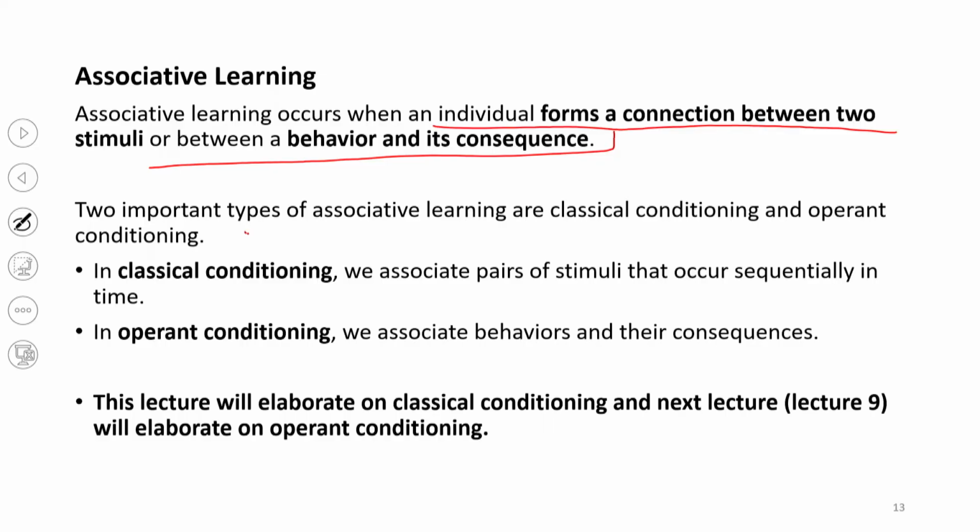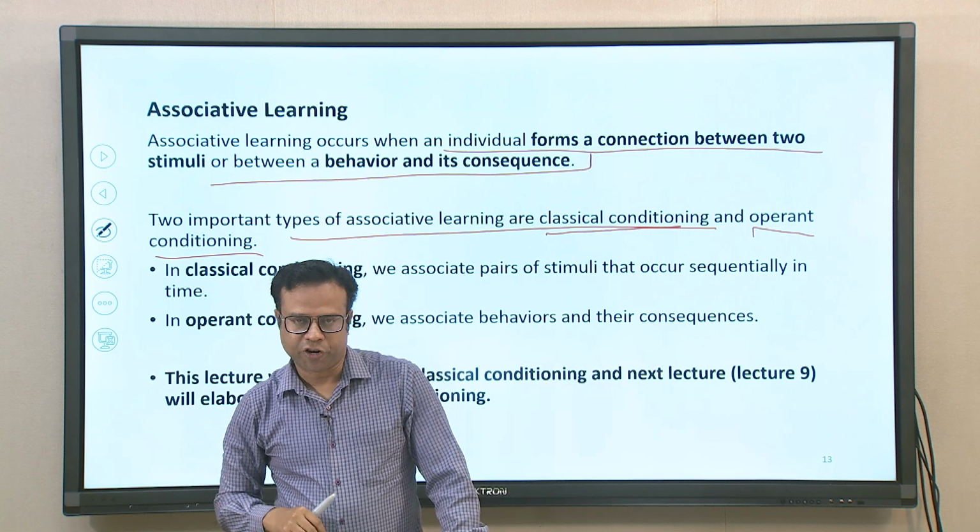Now, there are two important types of associative learning we talk about. There are two broad categories of associative learning. One is called classical conditioning and another is called operant conditioning. Today's lecture will be dedicated to classical conditioning, the next lecture will be dedicated to operant conditioning, and after that we will talk about observational learning.